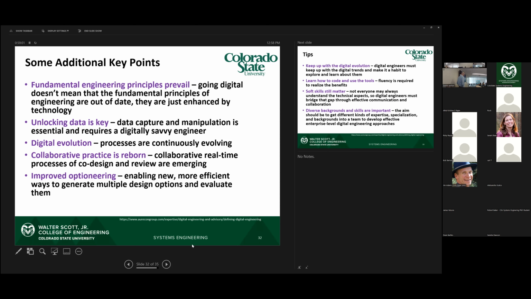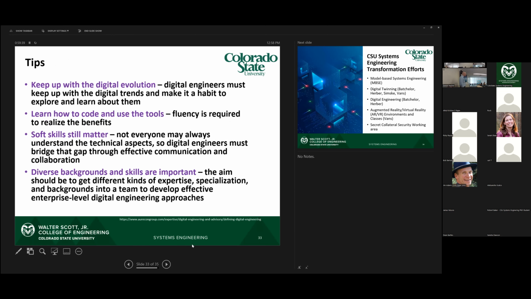And then collaborative practices reborn. We talked about that in the previous slide. Those additional pathways are enabled. And then improved optioneering, enabling new, more efficient ways to generate multiple design options and evaluate them. Doing engineering design in this digital engineering way with digital threads means you can pull information more directly to evaluate those options in a more accurate way, with more candidates of what you might be considering. This optioneering idea, especially earlier in the design stage rather than waiting until things are fully developed, is another key point.